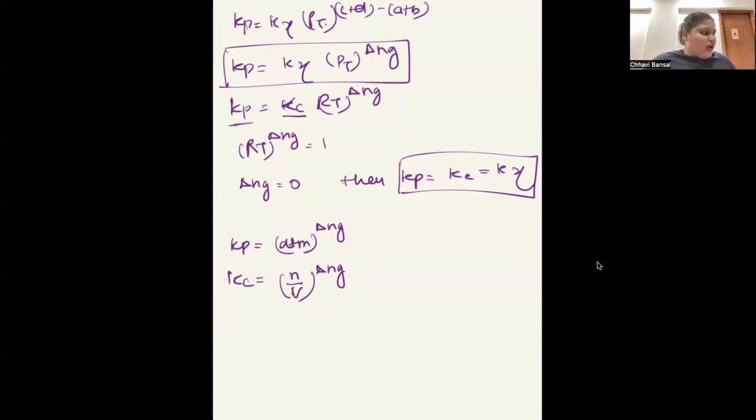Fine. Now we are done with the different types of equilibrium constants and the relationship between Kp, Kc, and K psi, right? Now let's talk about what things have to be considered while calculating the equilibrium constant.